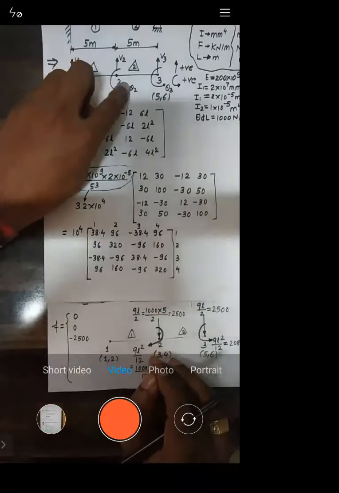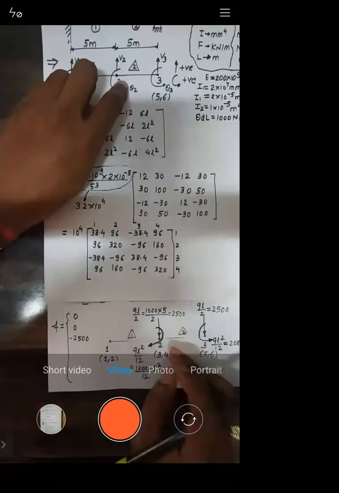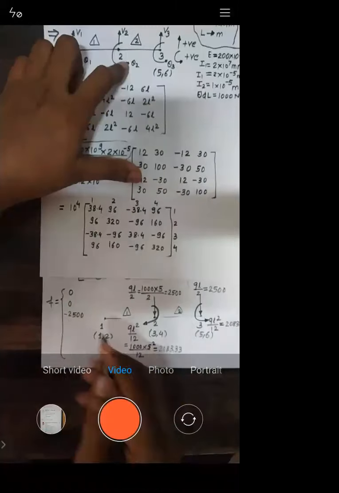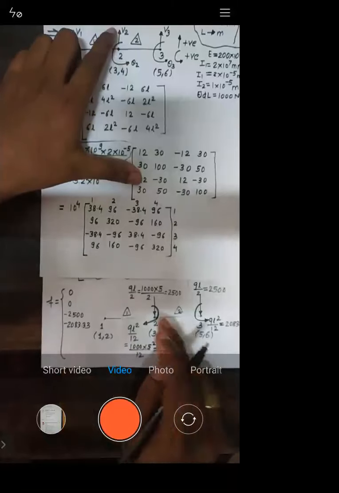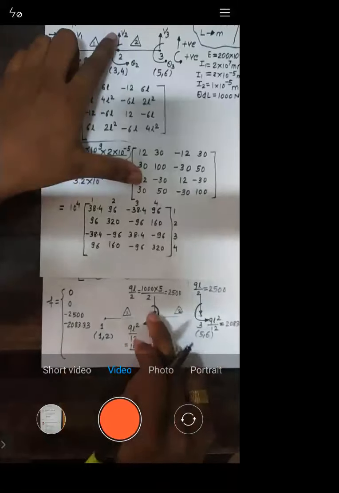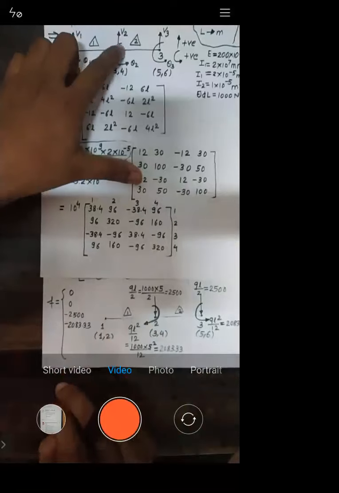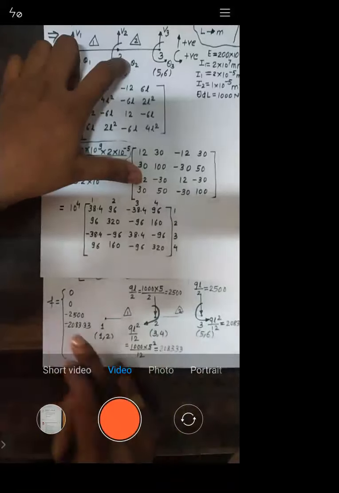Now come to the moment. This is going anti-clockwise, this is going clockwise. This is anti-clockwise, this is clockwise, so I need to write down a minus sign. So this is minus 2083.33. Because this was upward and this was downward, I'm writing minus. This is anti-clockwise, this is clockwise, that's why I'm writing minus.